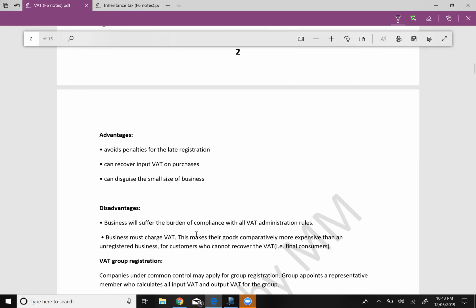Then most importantly, your product will become more expensive, because in your sales price you will add the amount of VAT, the amount of sales tax, right? So your product will become expensive. Now it is possible that your competitor is not registered, right? That is quite possible, that my competitor is not VAT registered. So due to VAT registration, your price will automatically increase, and customers might switch to the competitor. Clear?